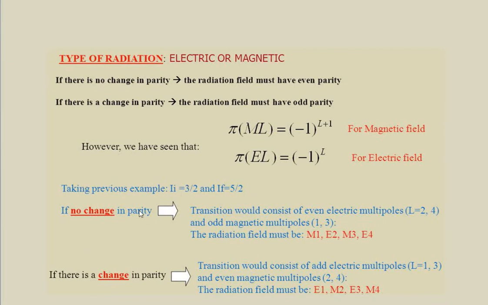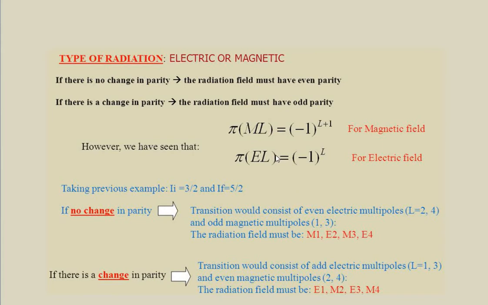Now, if there is a change in parity, that is, 3/2 plus to 5/2 minus or 3/2 minus to 5/2 plus, then there should be a change in parity. For L equal to 1, L plus 1 gives 2, meaning no change in parity, so M1 is not possible. But applying this condition for E1, there is a change in parity. So if there is a change in parity between the initial and final nucleus, E1 is possible, but M1 is not possible.